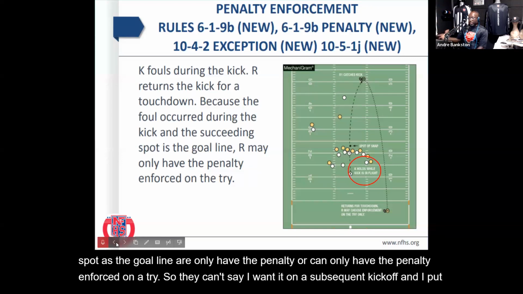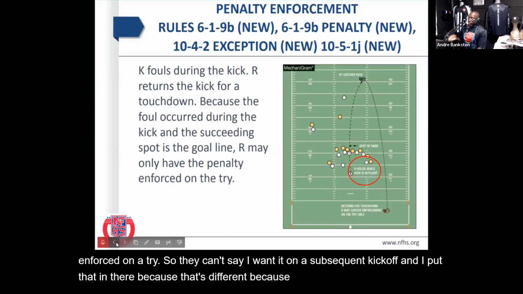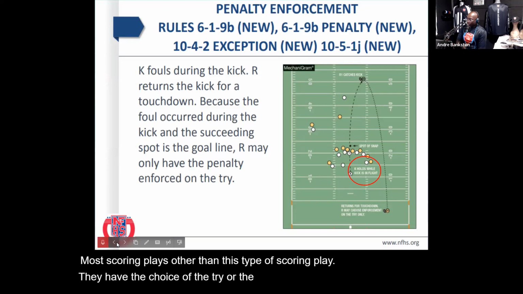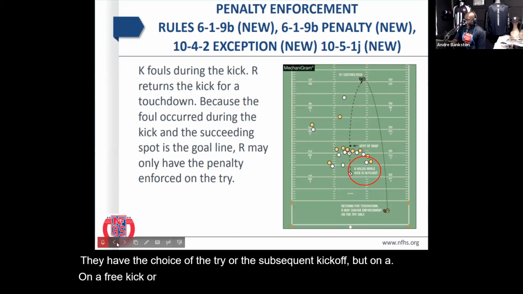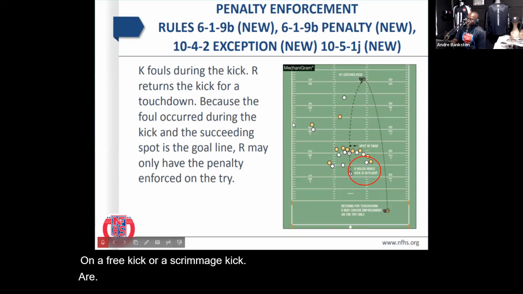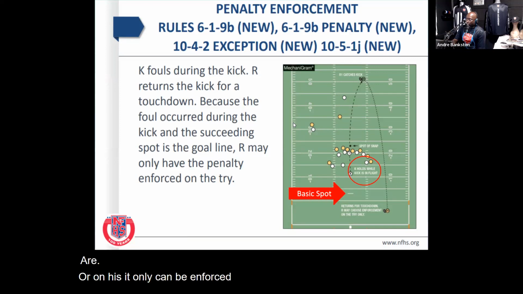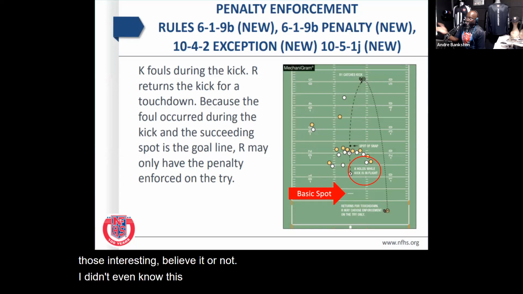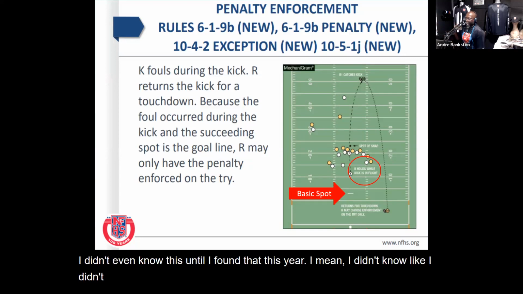I put that in there because that's different. Most scoring plays, other than this type of scoring play, have the choice of the try or the subsequent kickoff. But on a free kick or a scrimmage kick, it can only be enforced on the try. So the basic spot would be the 3-yard line, we'll go half the distance, and they'll go for their try. I thought it was interesting. Believe it or not, I didn't even know this until I found it this year. I didn't even think about it.